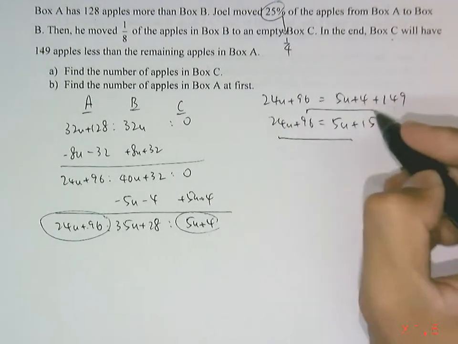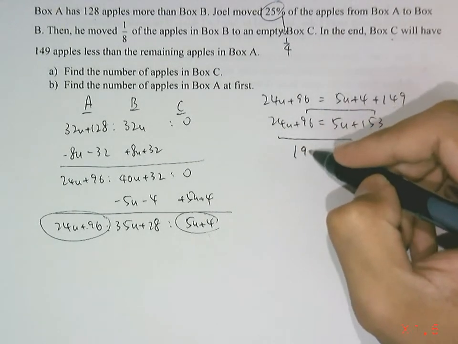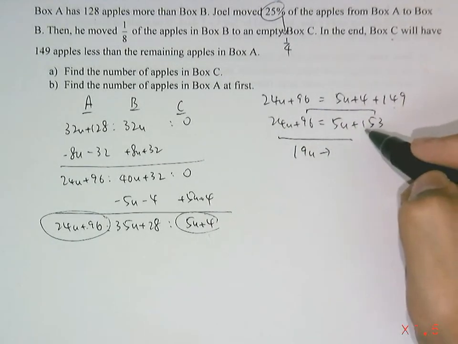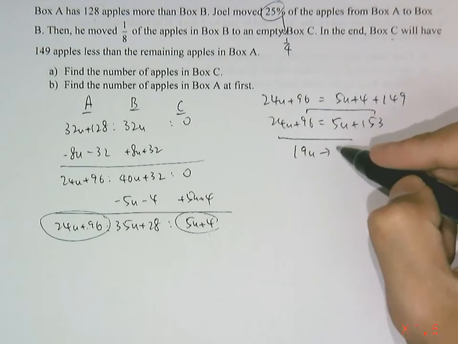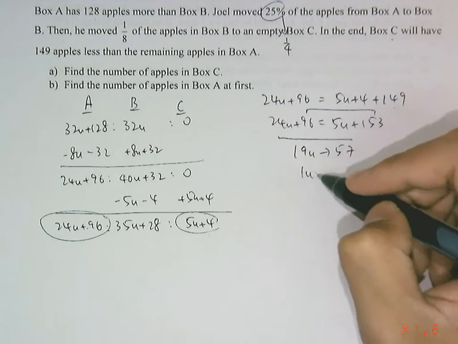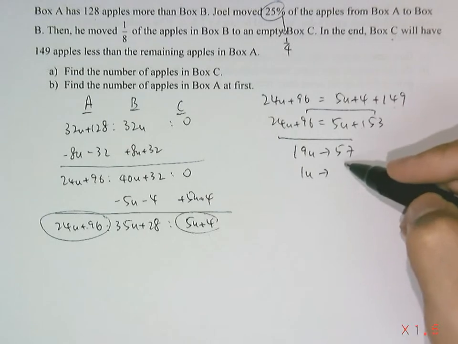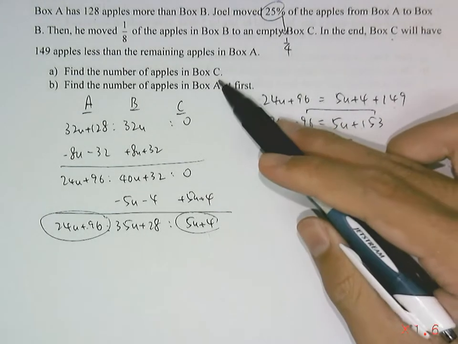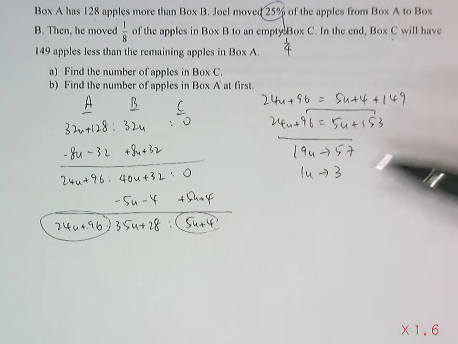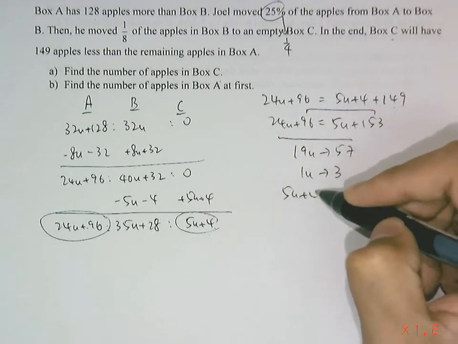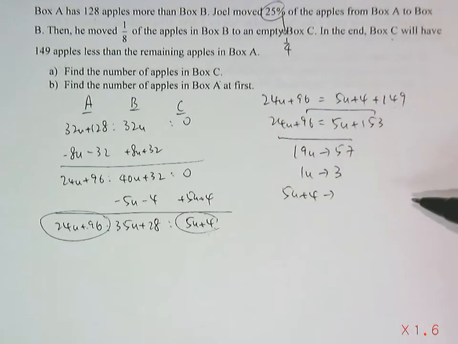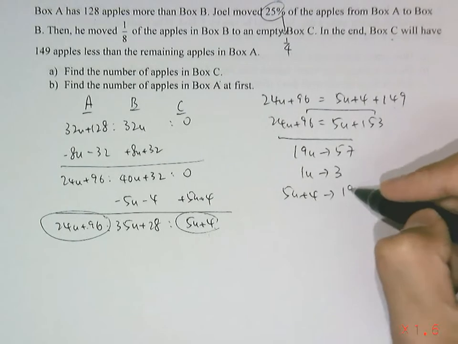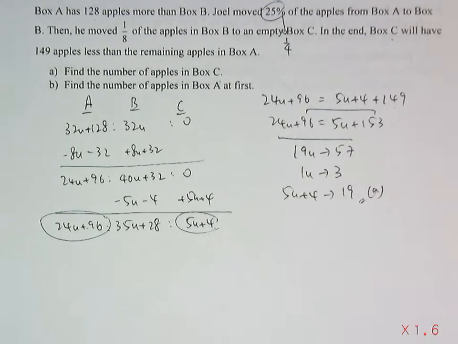So the difference between 24 units and 5 units, that will be 19 units, is equal to the difference between 153 and 96, which is 57. So we can then easily solve for 1 unit by taking 57 divided by 19. We're going to have 1 unit is 3. Find the number of apples in box C, which is 5 units plus 4. So that's simply 3 times 5, and adding on 4, we're going to have 19 for part A.